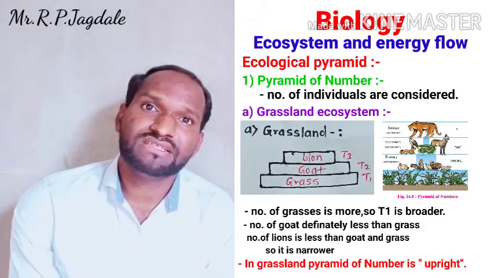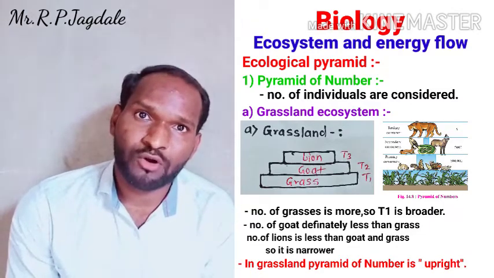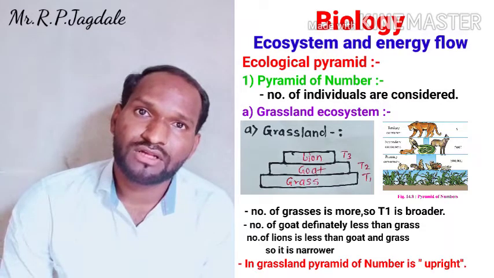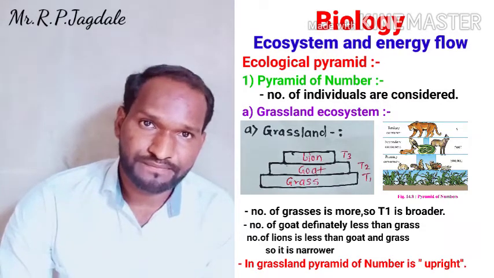So first, in the pyramid of number, the example is the grassland, and the pyramid we get is an upright pyramid. Upright, because at the base it is broader and at the apex it is narrow. So it is an upright type of pyramid that we get.